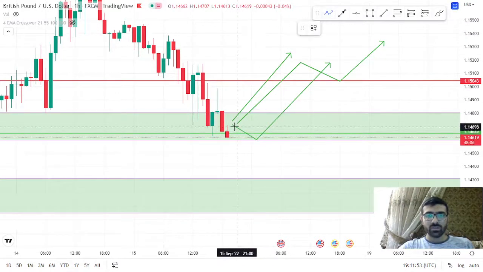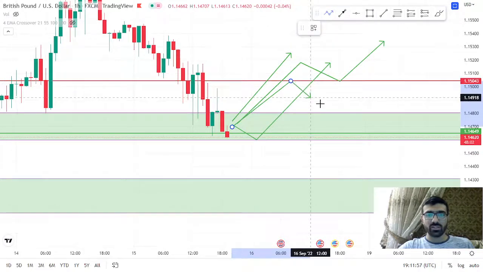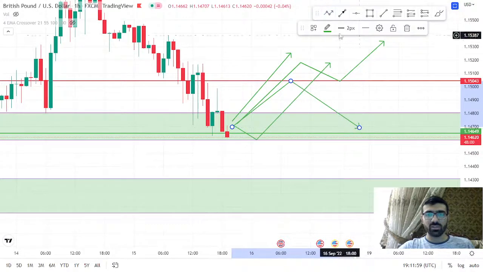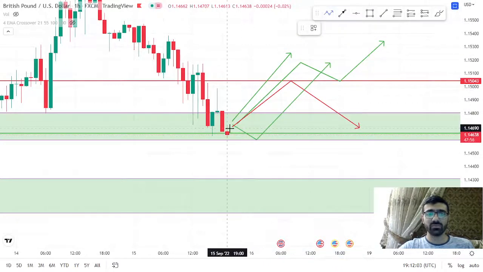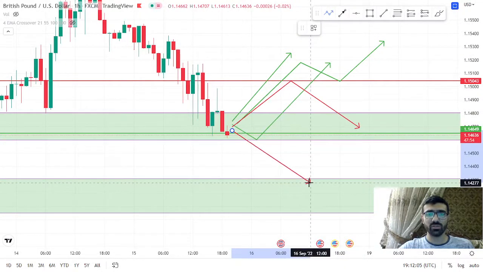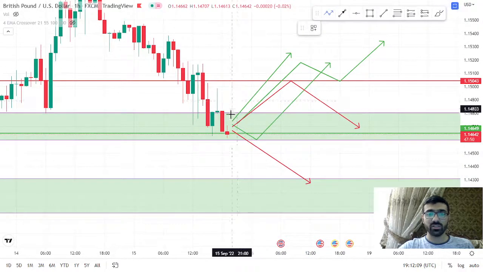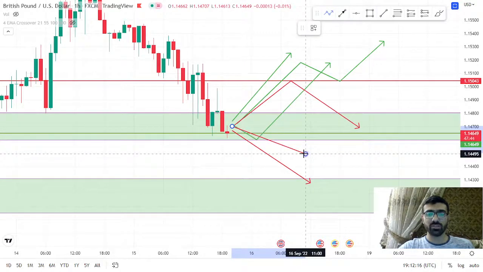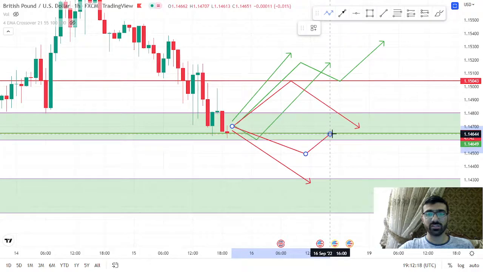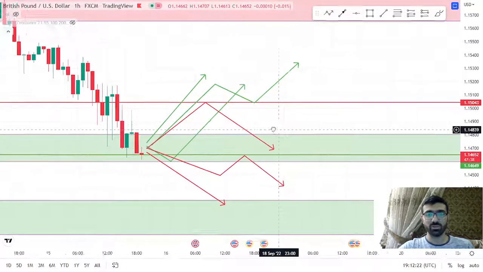Another trade would be if market tests this area of resistance and closes below this area, we are going to go short. Secondly, if market just simply closes below this area of resistance, we are going to go short if we are a risky seller. And thirdly, if market breaks below this area of support and then retests this area of support and closes below this area, then we are going to go short.